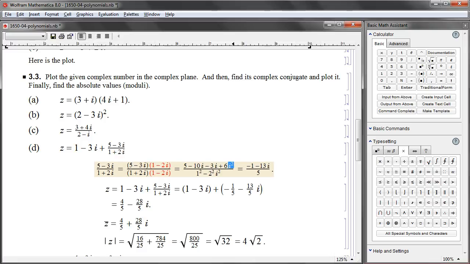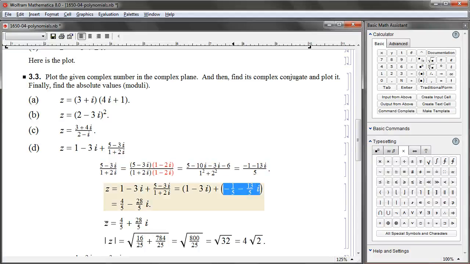And then please note that i squared is always negative 1, which means this whole thing will become minus 6. And this will become negative 1, so the whole thing will become plus 2 squared. So we have 5 in the denominator, and after simplification, we have negative 1 minus 13i. Detail is left to the students. And then after getting those, you have to add with 1 minus 3i. After some simplification, we get something like this.